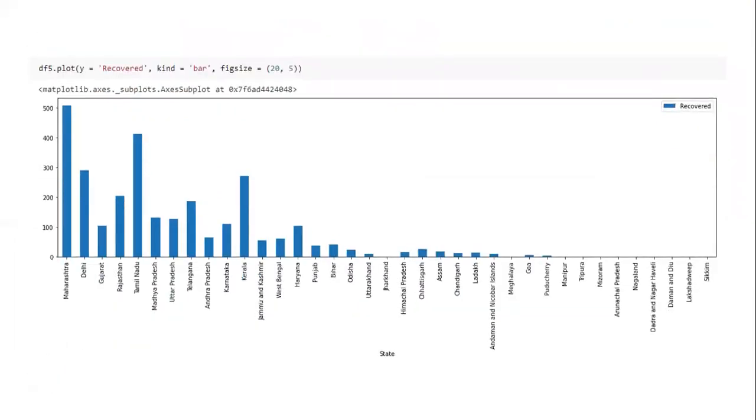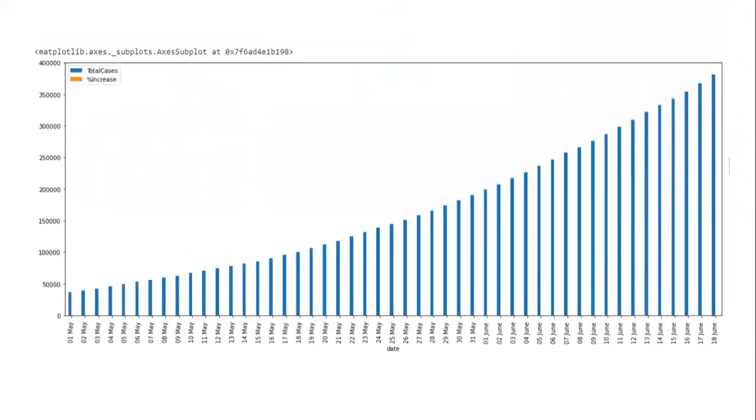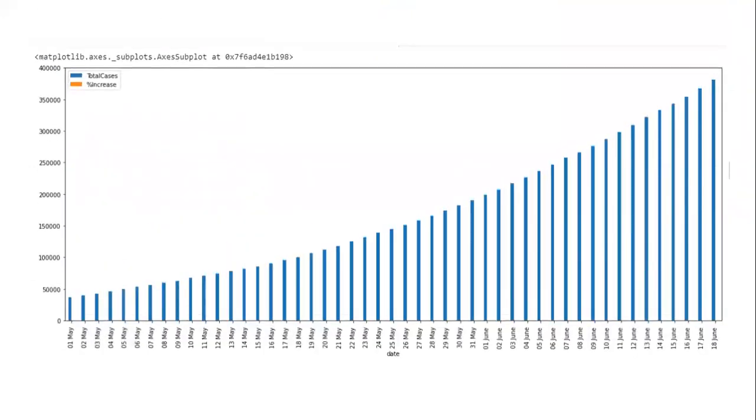We can also plot the recovered cases state-wise. So we can see that the most recovered cases are in Maharashtra, whereas the least is in Sikkim. But also the level of cruciality and how many cases there actually were is different for different states.